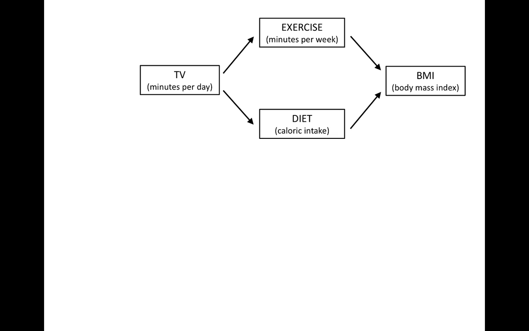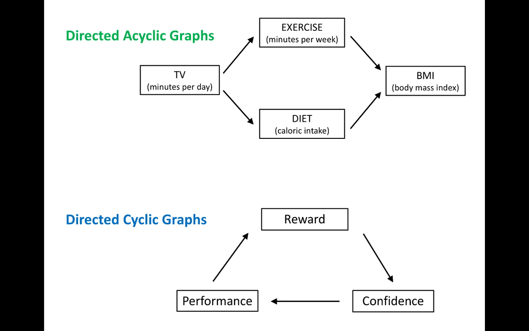Causal graphs are always directed graphs. Causal graphs in which there are no cycles are called directed acyclic graphs. Causal graphs in which there are cycles are called directed cyclic graphs, or cyclic causal graphs.